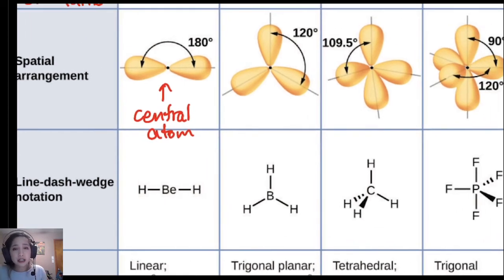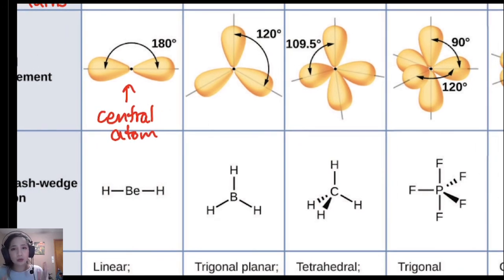When we have 3 electron domains and it's trigonal planar, we can still write that on a piece of paper because that is also just in 2 dimensions. Where it gets a little hairy is when we have 4 electron domains and we have a tetrahedral. So a tetrahedral is spatially arranged in 3D space.